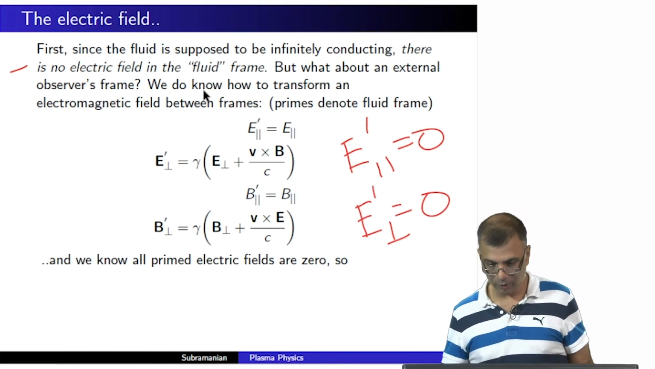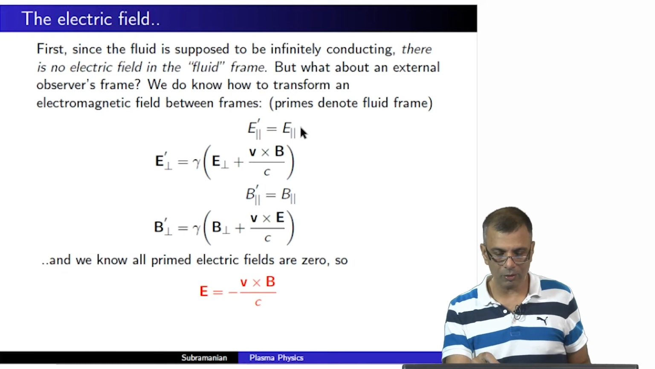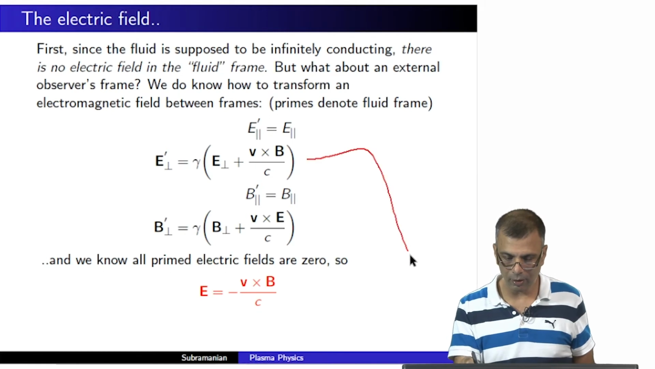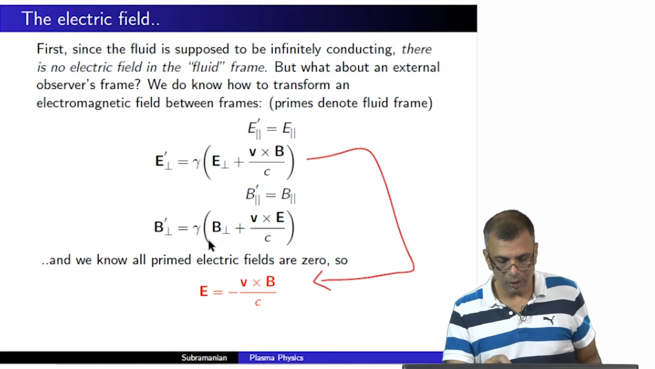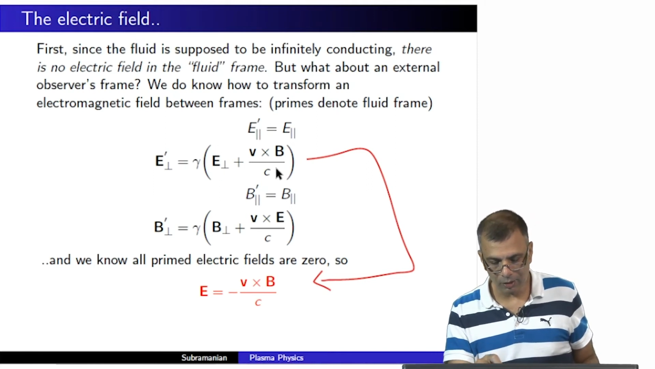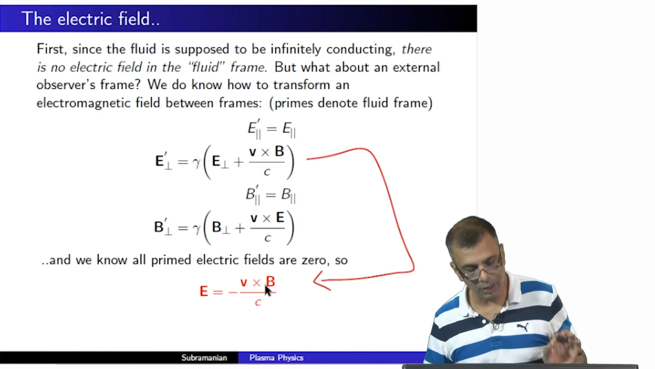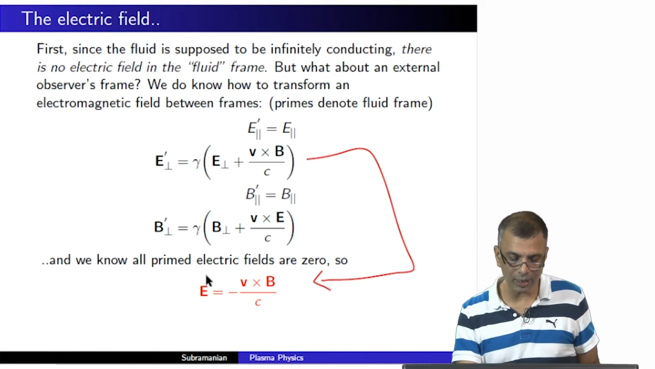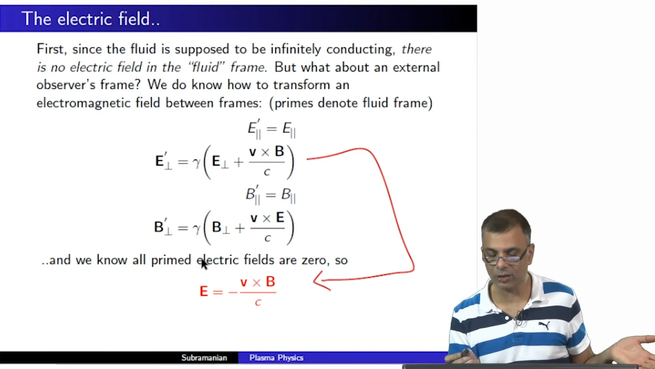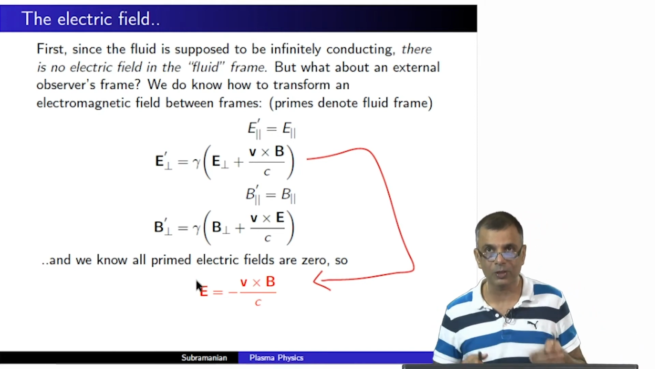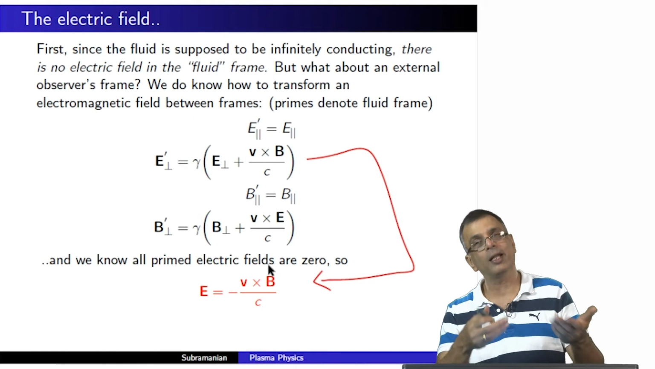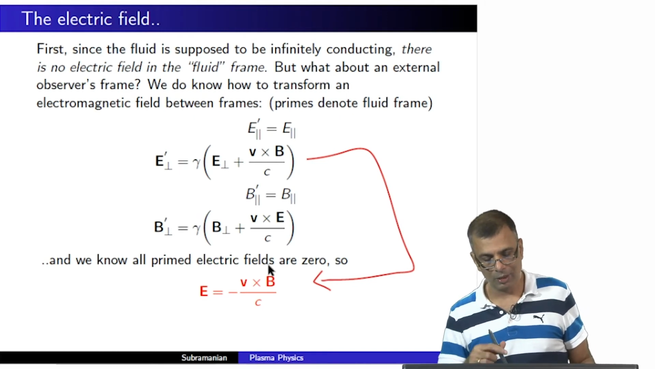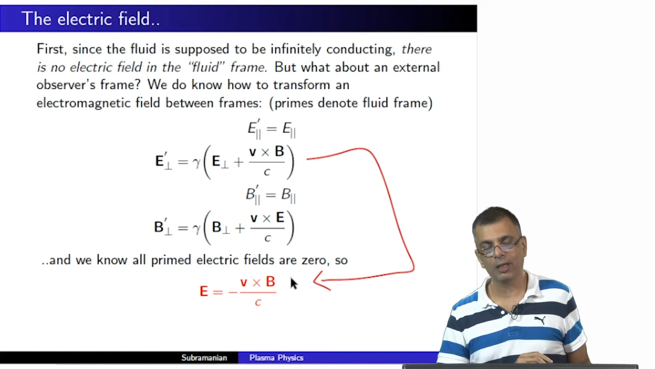Therefore, E parallel is already 0, so directly from here you get this. This is very interesting. So the quantity in the brackets is equal to 0 and that just gives you this. Now pay close attention, this is the electric field not in the fluid frame, that is always 0, but this is the electric field in the external observer's frame. And that is non-zero. That is related to the magnetic field that the external observer sees in this manner.